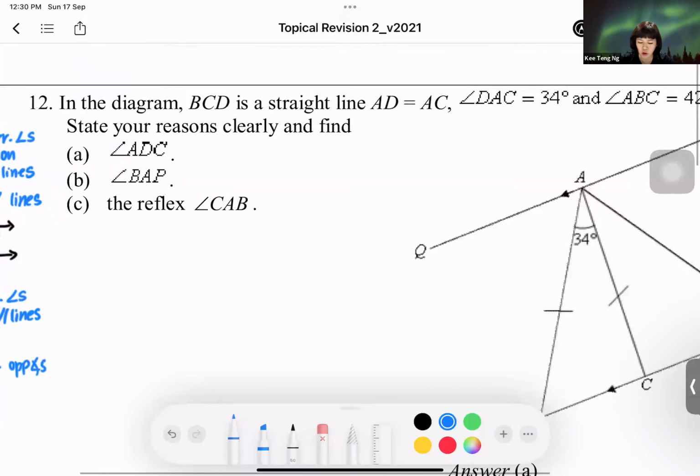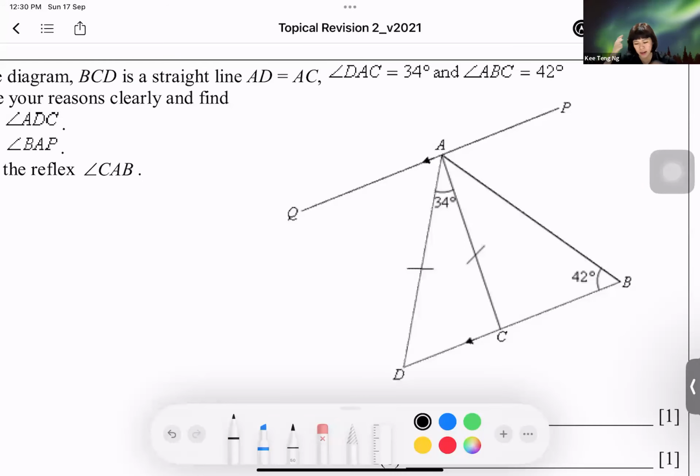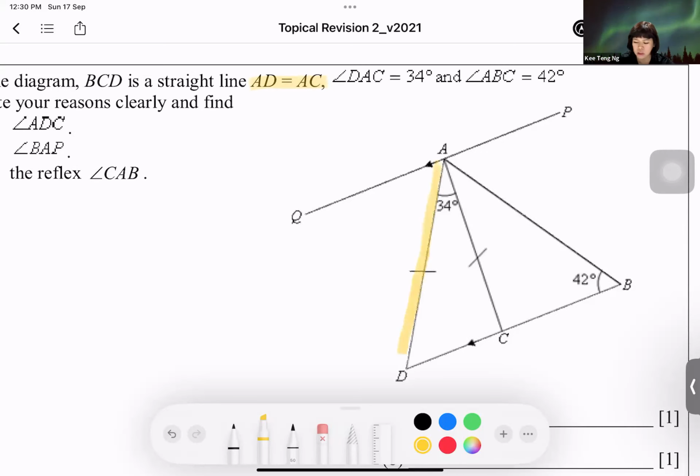Now question number 12 over here. Inside the diagram, BCD is a straight line. AD equals AC over here. Sometimes the information is written inside the question, not indicated on the diagram. So you also must remember to read the question. They say AD equals AC. So although it doesn't look like it, if they say AD equals AC, that means this one over here will be an isosceles triangle.